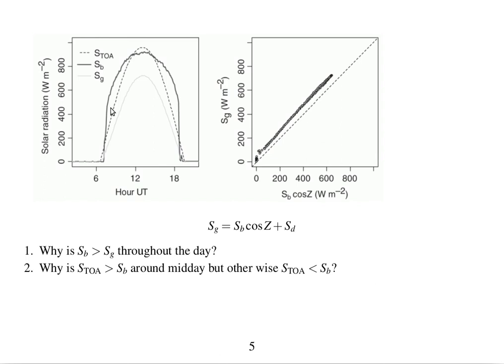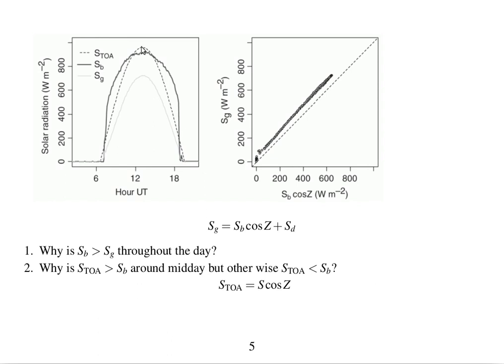Next question. This is the question that had the error in the previous video. Why is the top of the atmosphere radiation bigger than the solar beam at around midday, but otherwise it's the other way around, the SB is bigger? To answer this question, it's helpful to remember that the top of atmosphere radiation is equal to S times cos Z, where S is the radiation coming directly from the sun and STOA is the downward component. So S is like SB but at the top of the atmosphere. In order to get STOA from S, you multiply by cos Z.